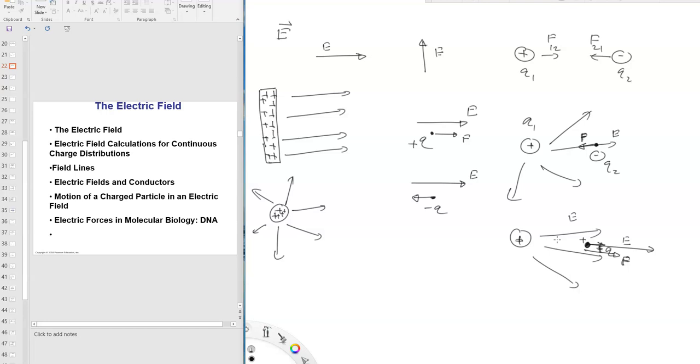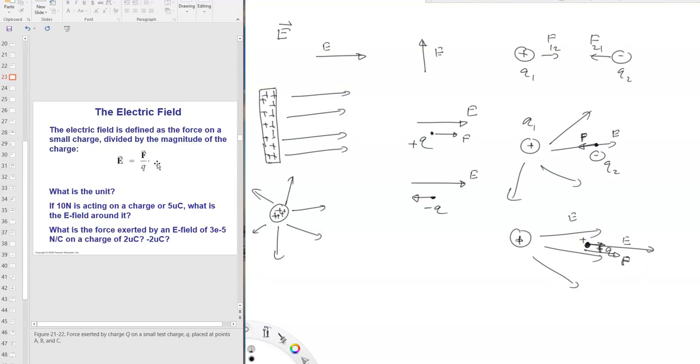Now, how do we make measurements? Now let me go to the next slide. How do we define the electric field? The electric field is defined as the force on a charge divided by the magnitude of the charge. Okay, so what does that mean? Let me erase this one more time. The electric field is given by force divided by the charge.